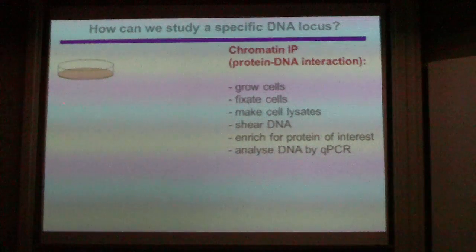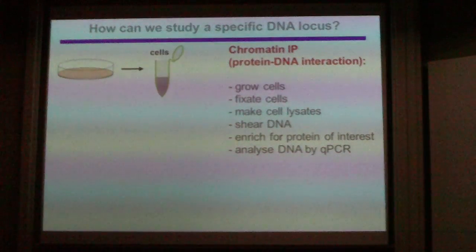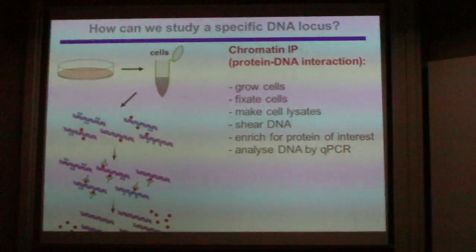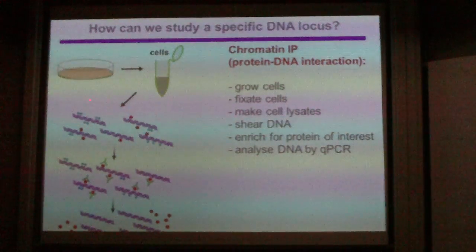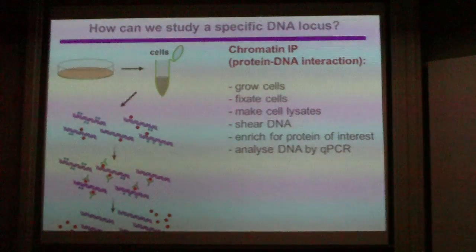So we go to cells. We fix the cells in the plate. And subsequently we lyse the cells. We end up with a cell homogenate. And what we then do is we shear the DNA into small pieces. You can either use enzymes for that, but what we usually do is we use sonication, so with sound. We have a probe sonicator, and the sound will shear the DNA into small pieces, which are around 200 base pairs. And because we fixed the cells, all the proteins are still bound to your chromatin in this step.